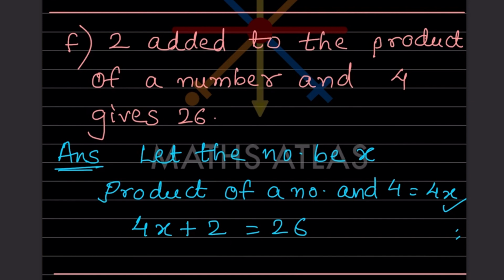So here, what are we going to write here? 2 is added to the product of a number. So this is the product of a number, and we add 2 to it. Okay, so that is 4x plus 2, which gives 26. So this is 26.